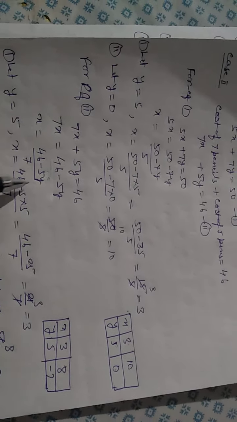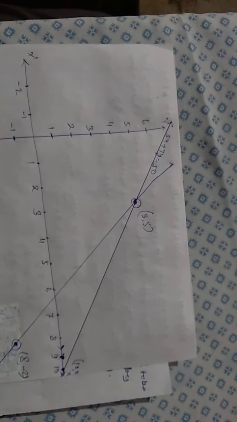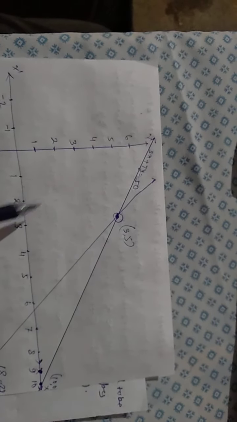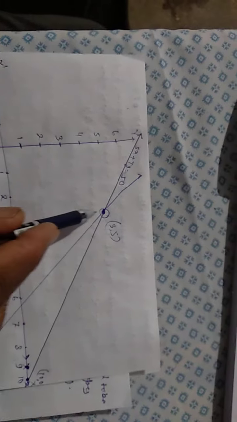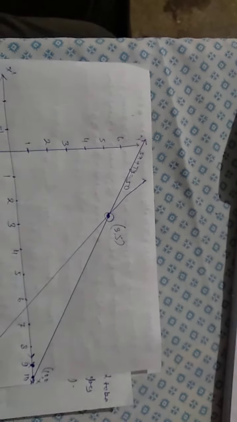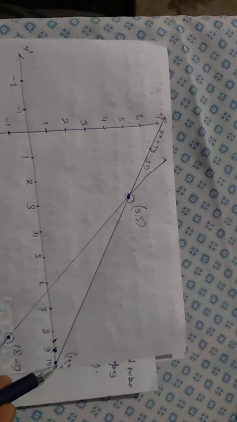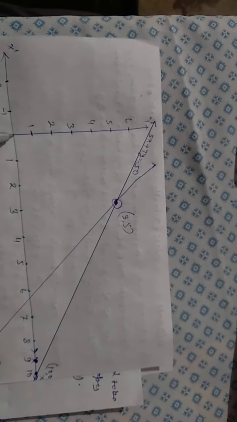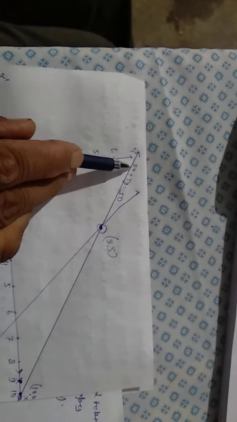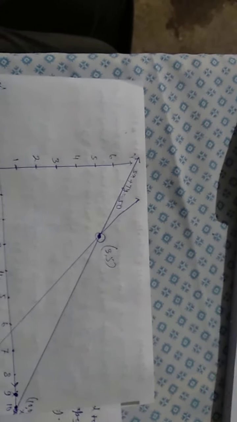We first represent here what we got earlier: x equal to 3, y equal to 5. This point will be (3, 5). x equal to 10, y equal to 0, this point means (10, 0). Join these 2 points with the scale and you will get a line. This one is the graph of equation 5x plus 7y equal to 50.